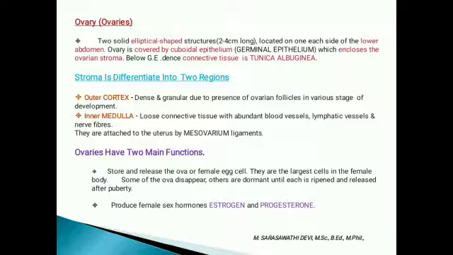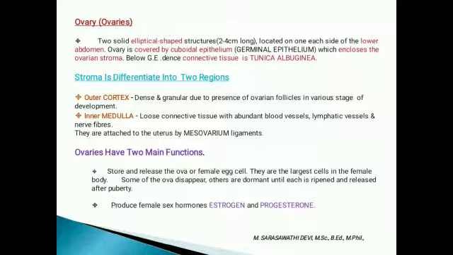Ovaries. Two solid, elliptical-shaped structures. The length of the ovary is 2 to 4 cm, located one on each side of the lower abdomen. The ovary is covered by cuboidal epithelial cells, otherwise known as the germinal epithelium, which encloses the ovarian stroma. Below the germinal epithelium, dense connective tissue is seen. It is known as the tunica albuginea.